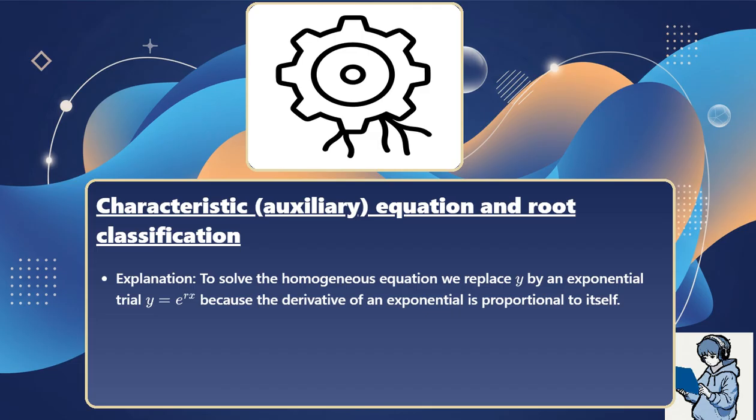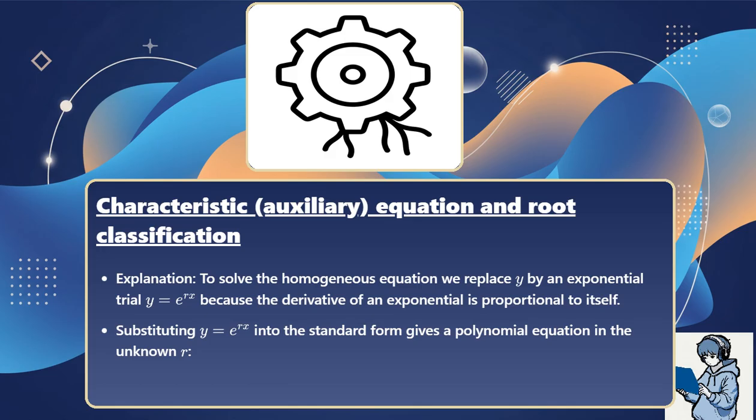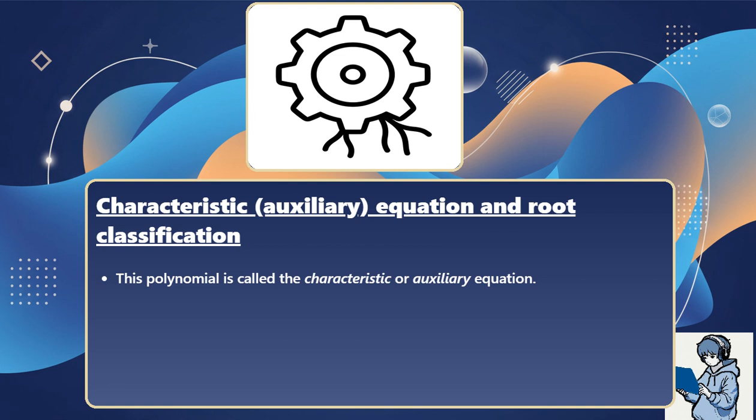Explanation. To solve the homogeneous equation, we replace y by an exponential trial, y equals e^(rx), because the derivative of an exponential is proportional to itself. Substituting y equals e^(rx) into the standard form gives a polynomial equation in the unknown r: a_n r^n plus a_(n-1) r^(n-1) plus ... plus a_1 r plus a_0 equals 0. This polynomial is called the characteristic or auxiliary equation. Its roots dictate the shape of the solution.